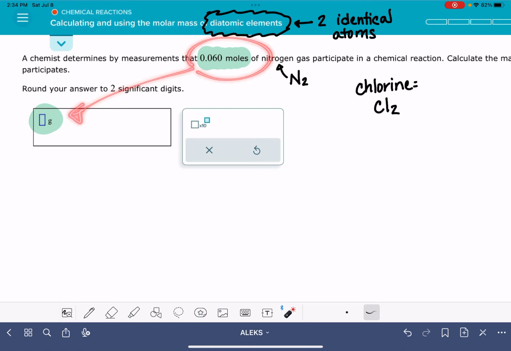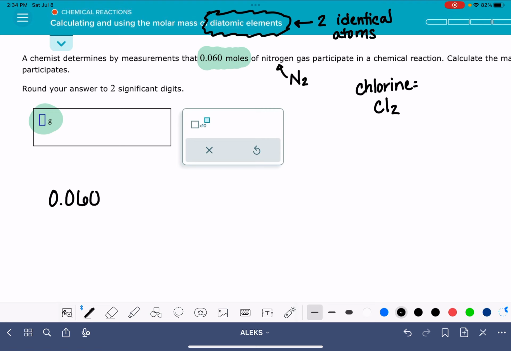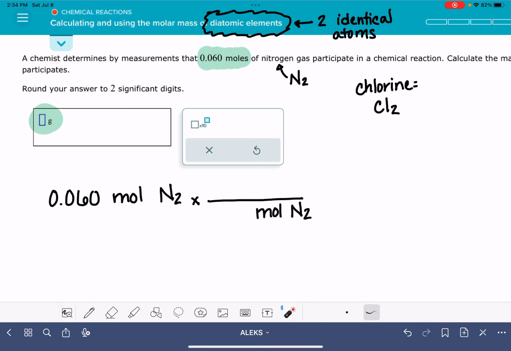So for this version of the problem where you have been given the number of moles and you're asked to convert into grams, start by writing down the number of moles that you have and also the formula of the substance that you're working with. For me, it's N2. And we're going to multiply that by a conversion factor. Since we want moles to cancel out, we want the moles of our molecule in the bottom of the conversion factor, and we're trying to convert into grams. That's what the problem is asking from us, so we want that on the top of the conversion factor.